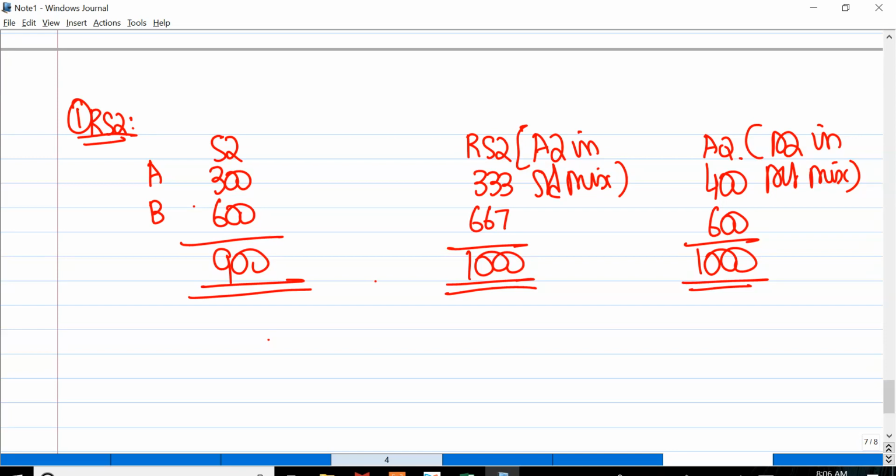Material mix variance is the difference between standard mix and actual mix. Full stop. Standard mix is represented through RSQ, and actual mix is represented through AQ.